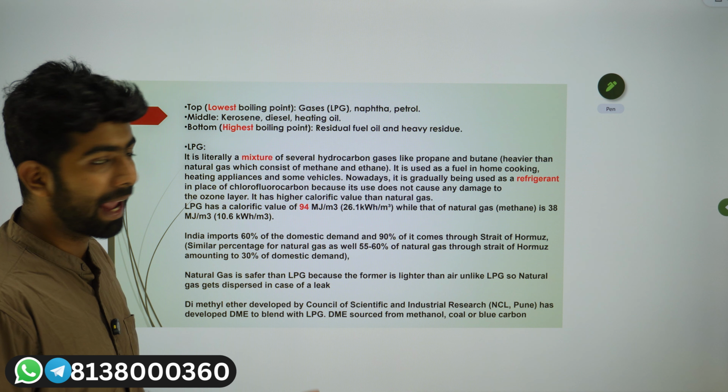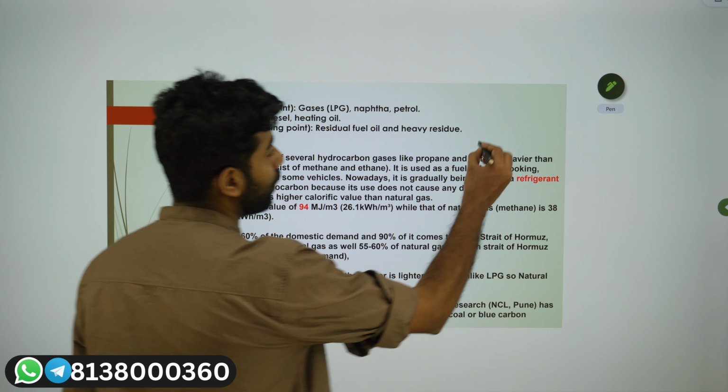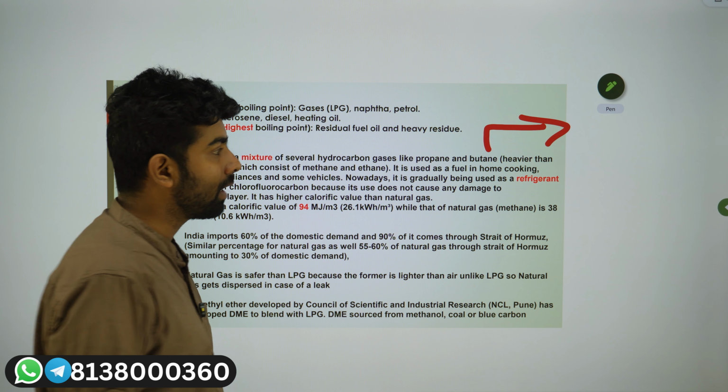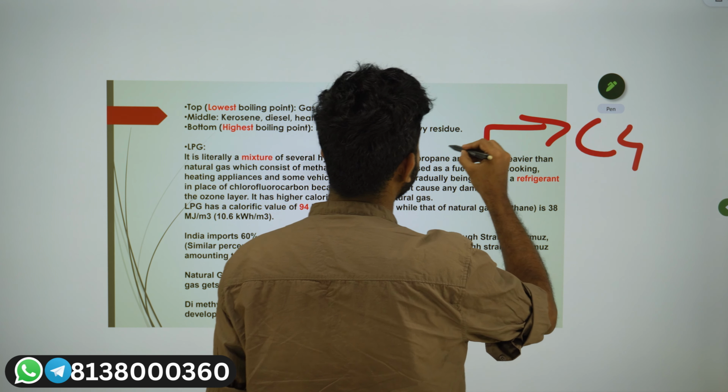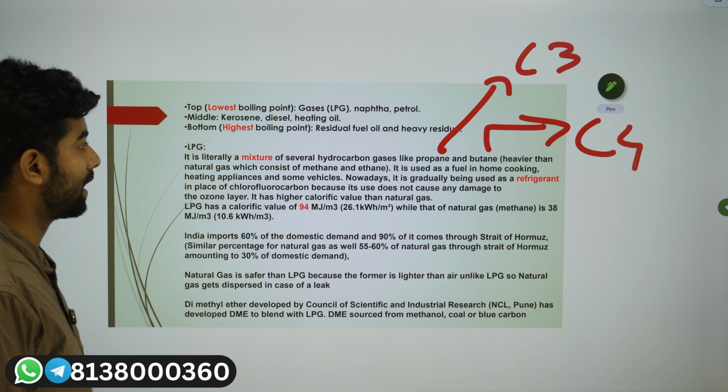LPG also, if you look carefully, is actually a mixture of several gases like propane and butane. So butane consists of 4 carbon atoms, right? 4 carbon atoms, and propane consists of 3 carbon atoms. Okay, just keep that information as well.